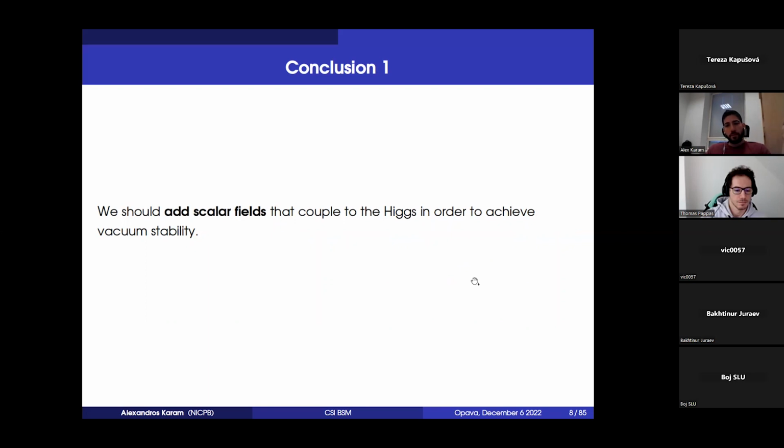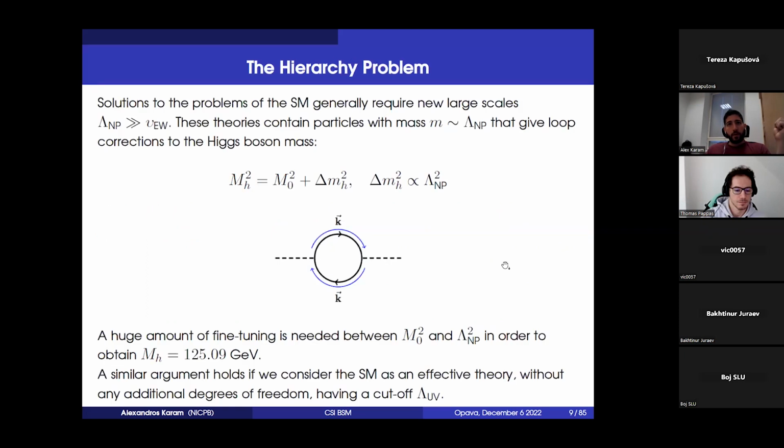Now, various solutions to the problems I mentioned in the beginning typically require the introduction of new particles at high scales. Along with these particles comes a new, typically large scale of new physics. And these new particles at these high energies give loop corrections to the Higgs boson mass of this form. So in order to get the measured Higgs mass, which is 125 GeV, the bare Higgs mass has to be extremely fine-tuned with the correction, which is quite unnatural to do. It requires a huge amount of fine-tuning.